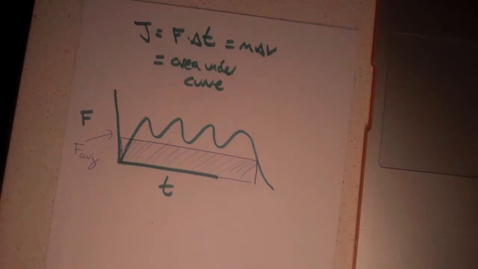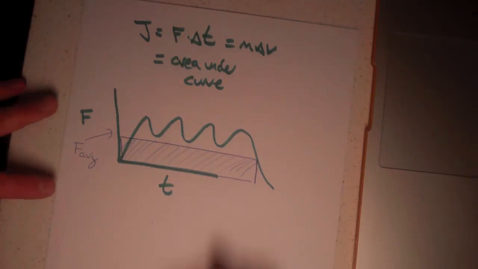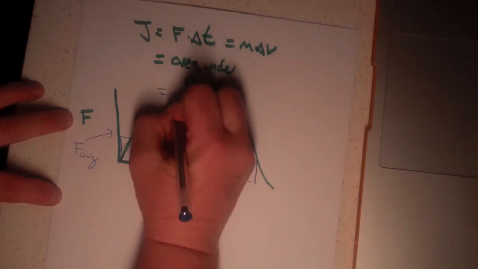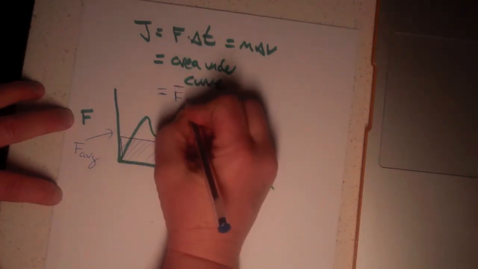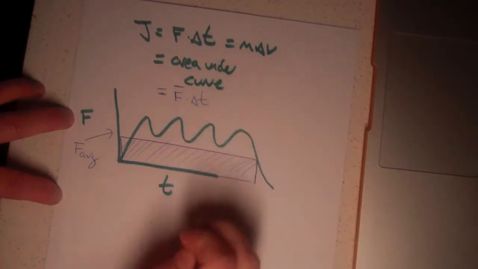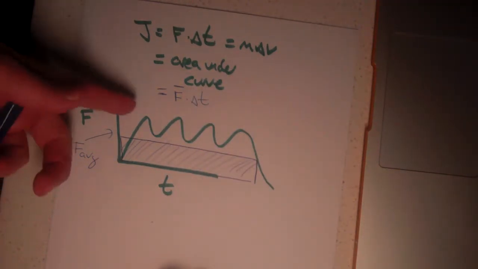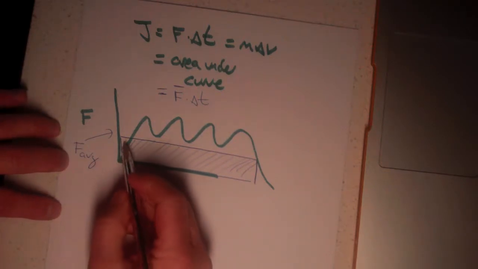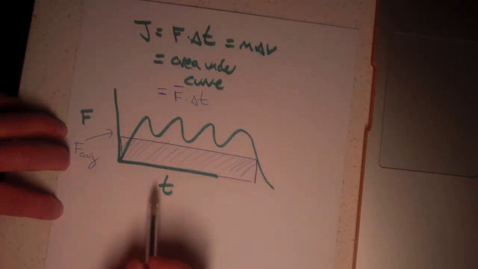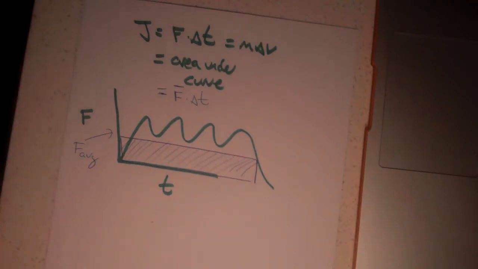And if we have some way, or they've told us the average force, then area under the curve can also be equal to average force times the change in time. That little bar means average. Sometimes they will just flat out tell you, this is the average force, which just means, look, I'm being easy. Sometimes you will have a graph and you will have to somehow cleverly find average force.